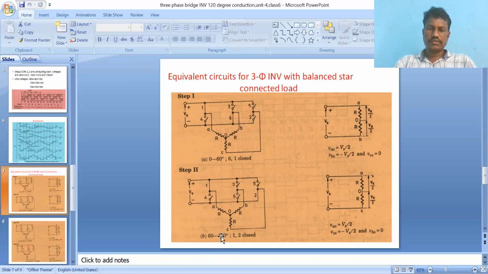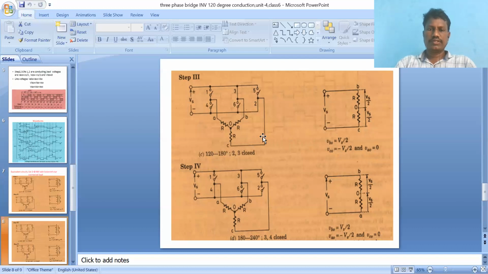Step 2, 60 to 120 degrees. Two devices will be triggered, 1 and 2. The diagram is like this, and the voltage waveforms are like this. VA0 is equal to Vs by 2, VC0 is equal to minus Vs by 2, VB0 is equal to 0.